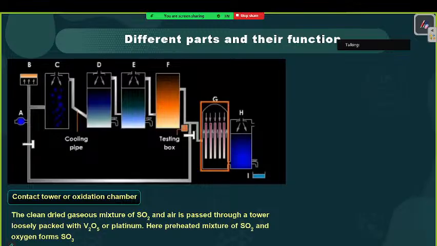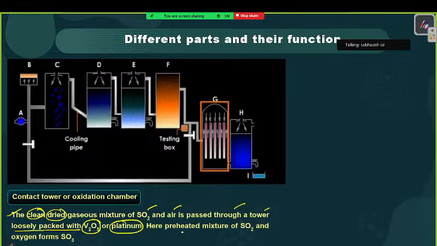What happens in G? First, the sulfur dioxide is pure. It is devoid of any sort of impurities and also dried. So here the clean, dried gaseous mixture of sulfur dioxide and air is passed through a tower loosely packed with vanadium pentoxide or platinum. Any catalyst you can use, but vanadium pentoxide is cheaper. That's why vanadium pentoxide is favored in the industry.